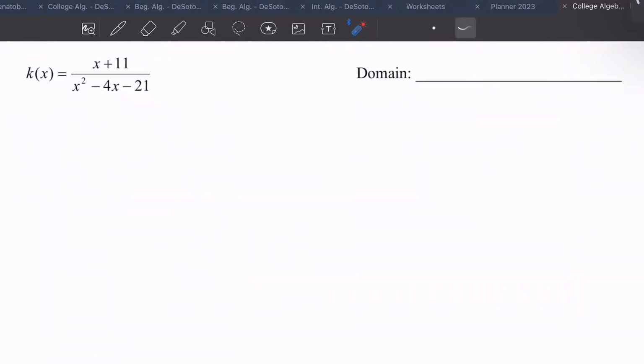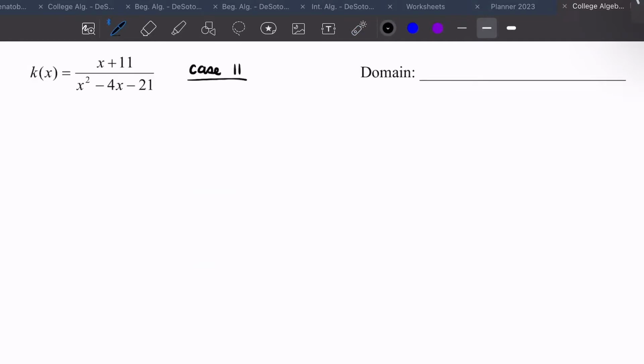All right, well, look at this one. You have k of x equal to x plus 11 over x squared minus 4x minus 21. Okay, so this would be case 2. It's the fraction one, right? So we're going to set our denominator equal to 0 and solve. All right, this is a trinomial equal to 0, so we're going to factor it.